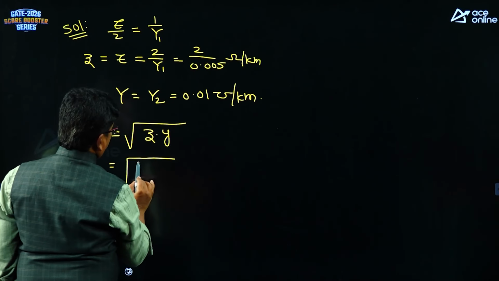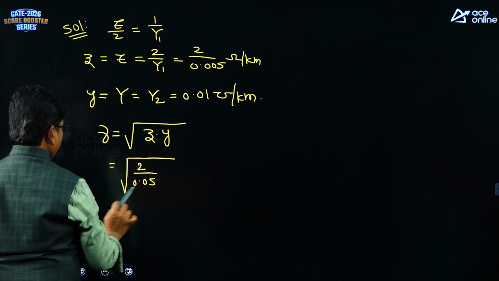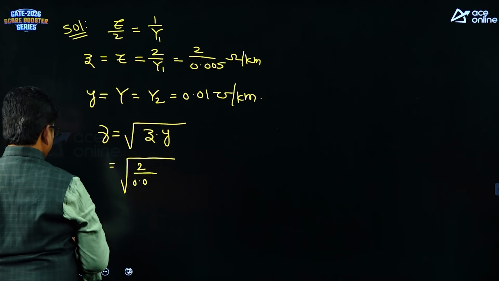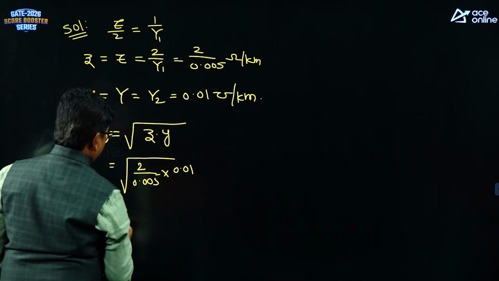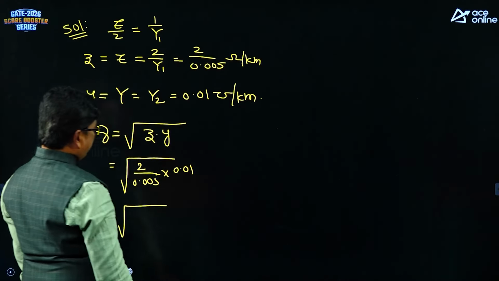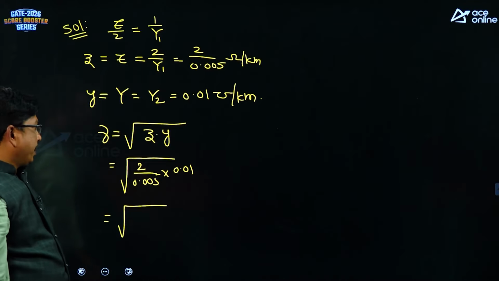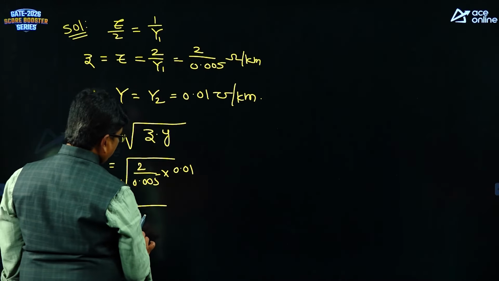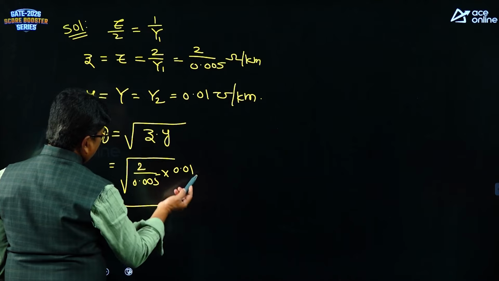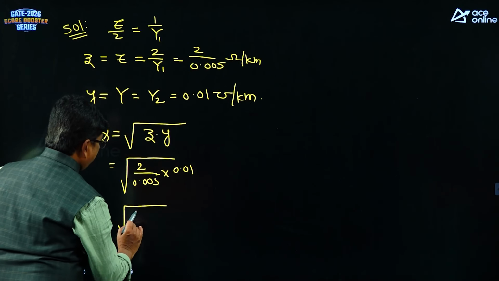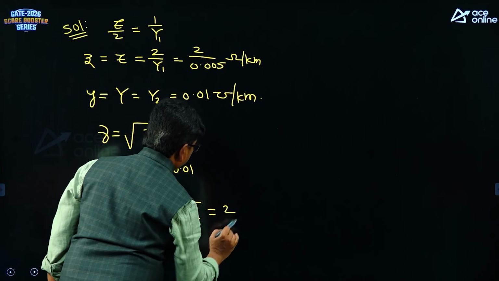It is 2 by 0.005 into Y, 0.01. So it will be 0.02 divided by 0.005. You can write it as 2 by, multiplying with 1000, 20 divided by 5. 20 divided by 5, it is under root of 4, which is nothing but 2.